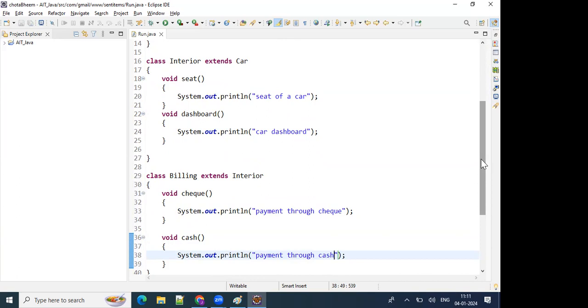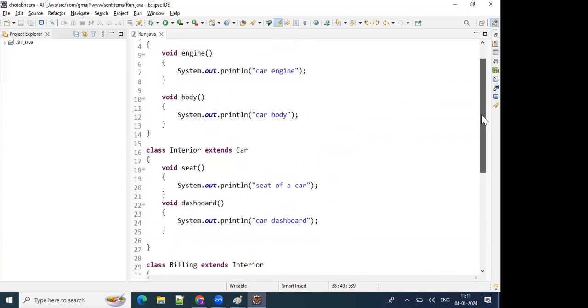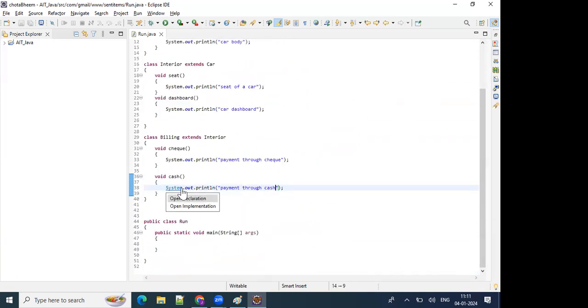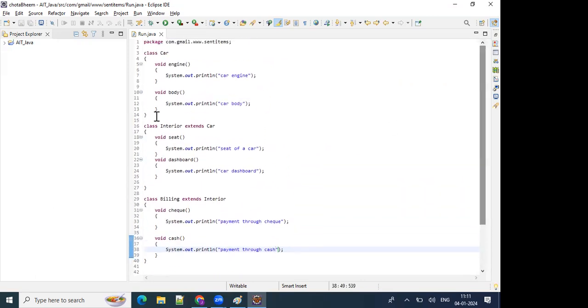Okay. So now how many classes do we have? Three classes: car, interior, and billing. Correct? Interior extends car, billing extends interior. Okay, I wrote it like this.